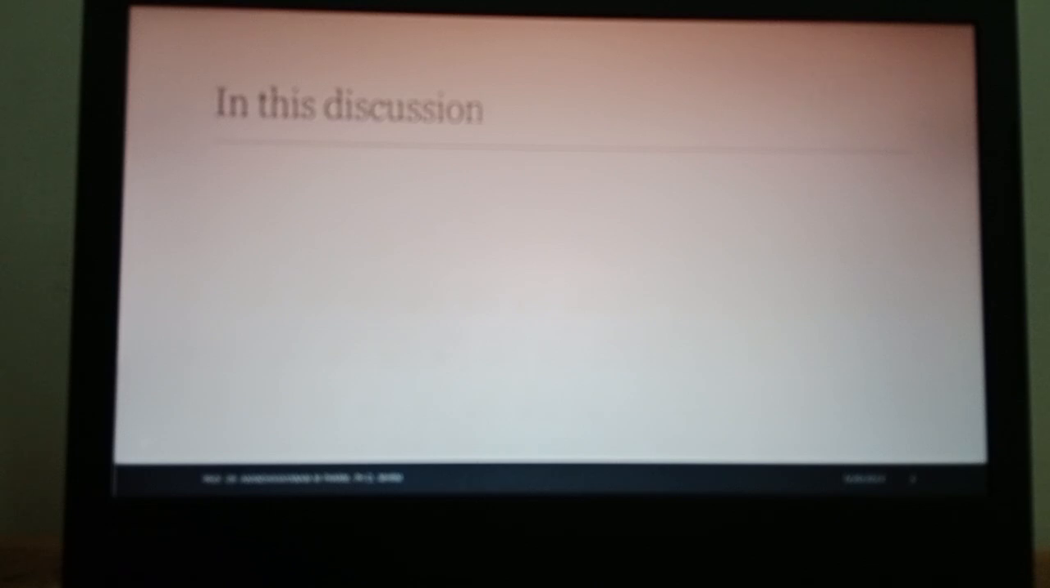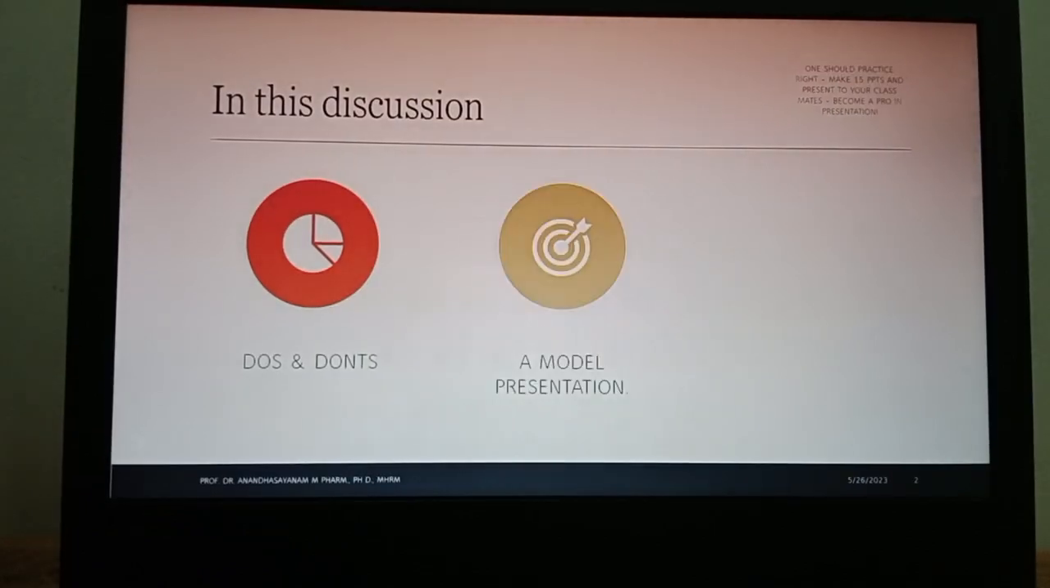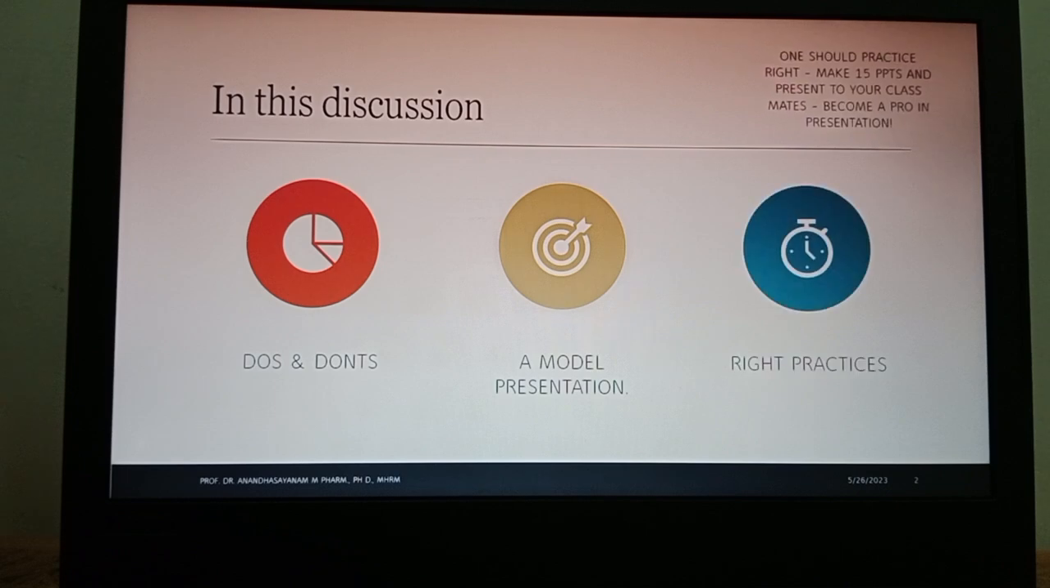They say KISS is the principle of making a presentation. Keep it short and stupid. This is the KISS principle, right? Keep it short and simple is what others also say. So, in this discussion, we'll be discussing the do's and don'ts in a presentation. A model presentation will be discussed, and the right practices while making the presentation will also be discussed.